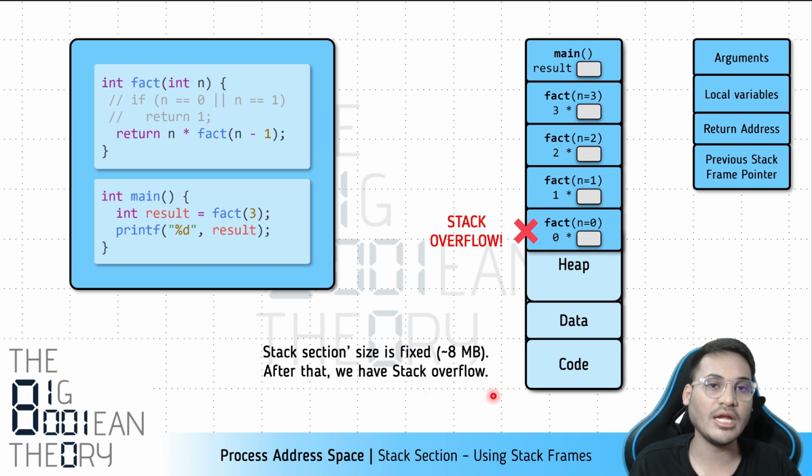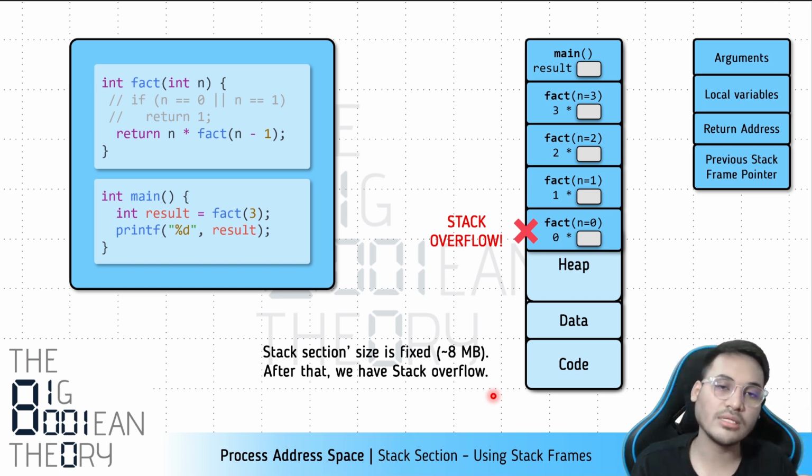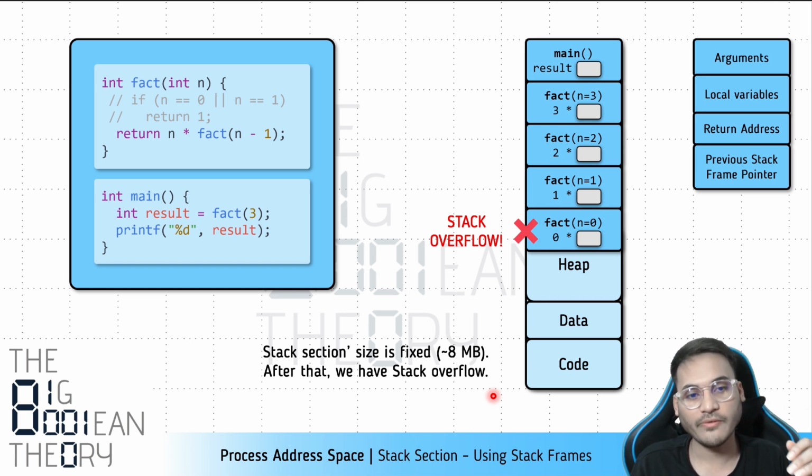So if the stack section remains within the 8 megabytes number, then it is fine. But if we push more objects on the stack, which basically pushes the limits, which goes beyond the defined limits of the stack section, then we have a stack overflow, and this is an illegal operation. When this happens, the program is killed, the process crashes, right?